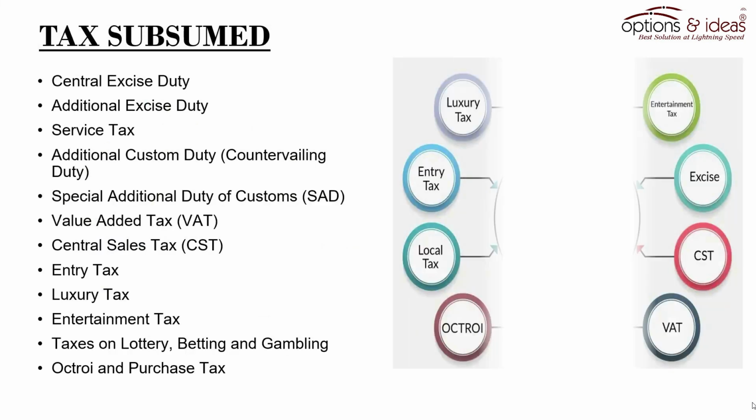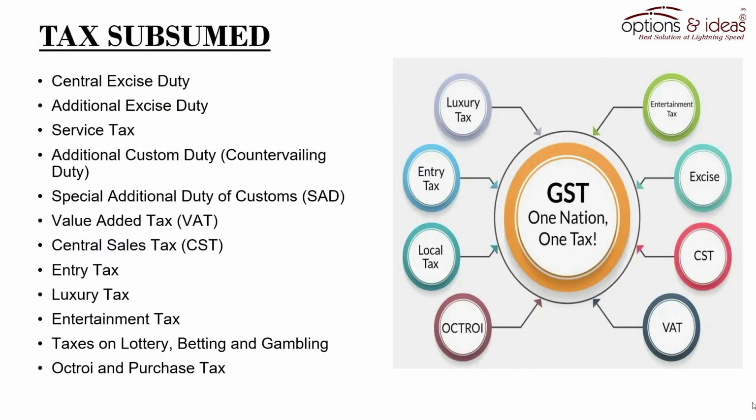GST taxes subsumed. The taxes subsumed in GST include central excise duty, additional excise duty, service tax, additional custom duty, countervailing duty, special additional duty of customs (SAD), value-added tax (VAT), central sales tax (CST), entry tax, luxury tax, entertainment tax, taxes on lottery, betting and gambling, octroi and purchase tax.